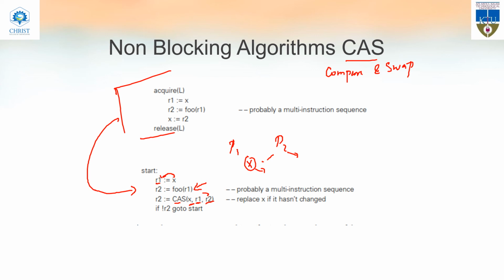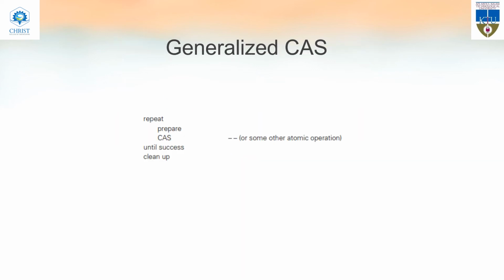This is a generalization of this. It will just repeat until success. If a process needs to access a resource, it will repeat this loop until CAS is a success. If CAS is a success, that means the resultant value has been written into the resource, and the process or thread has executed. So this gets repeated until CAS succeeds. That is the generalized form, and this is how it will be implemented.